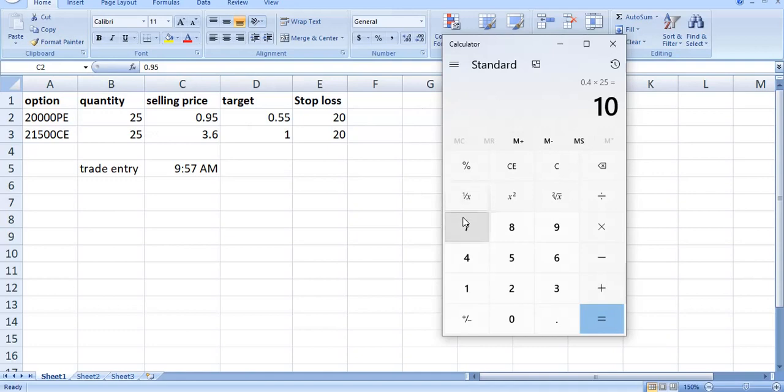And now coming on to our call, it was 3.60 and the target, so 2.6 points, okay traders. So 2.6 points from our 21,500 call, and our quantity was 25, so 65. So 65 from the call and 10 rupees from the put. You can see here traders, our today's total profit is 65 plus 10 is equal to 75. So this was our today's profit.